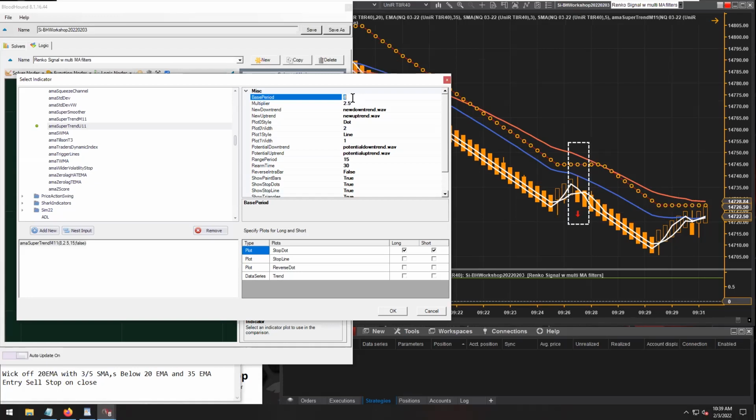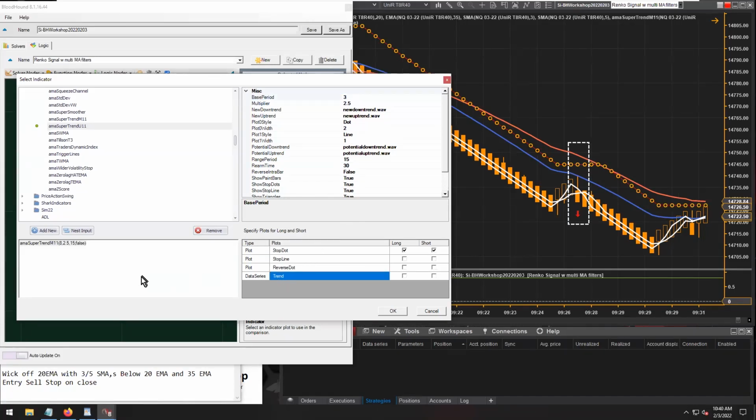So yeah, I think just the base period needs to be changed to 3. The multiplier is 2.5, and the range period stays the same at 15. All right, so we have the indicator settings adjusted here, and what I want to use is the trend.